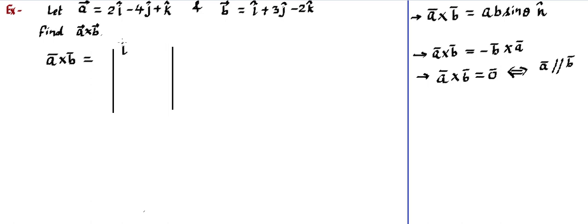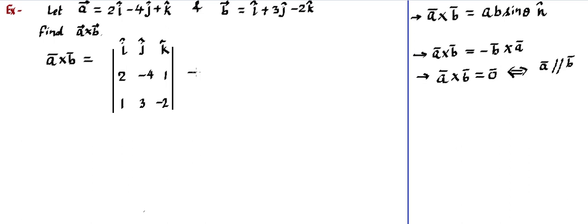We have understood, we write i cap, j cap, k cap in the first row. In the second row we write the coefficients or components of the first vector, which is A vector: 2, minus 4 and 1. So we write it as 2, minus 4 and 1. And then in the last row, which is the third row, we write the corresponding components of the second vector. The i component is 1, the j component is 3, and the k component is minus 2.